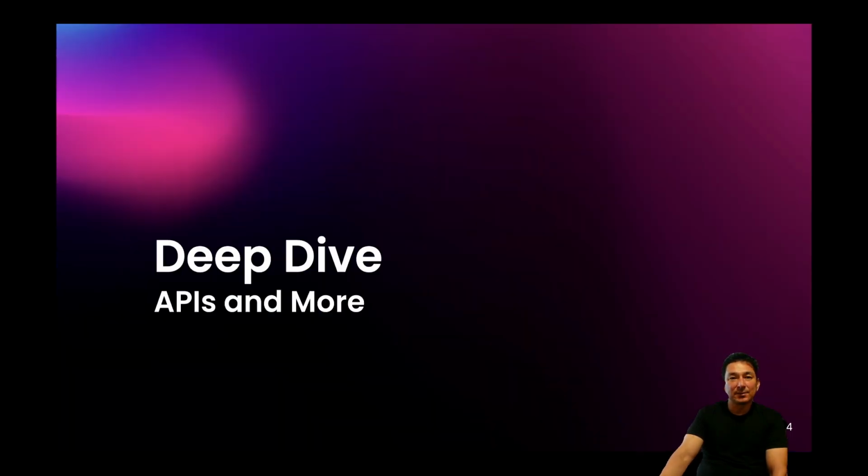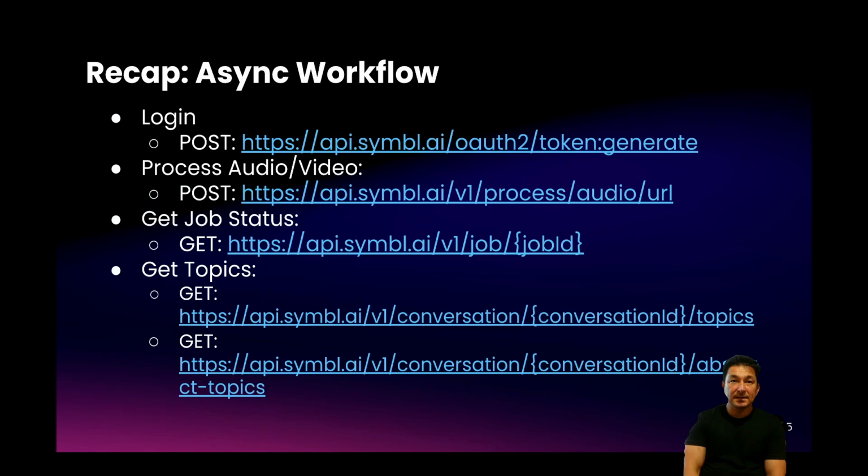Now that we've gone over some of the features, let's do a deep dive and look at some APIs relating to topics. The asynchronous API is a 4-step process. First, you log in. Then you either post or link out to a video or audio file to process. Then you poll for job status completion. Finally, you call the Get Topics API to obtain the topics or themes being discussed.